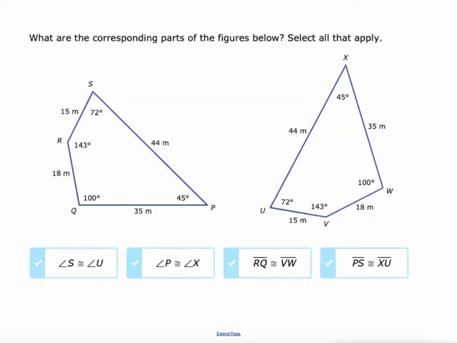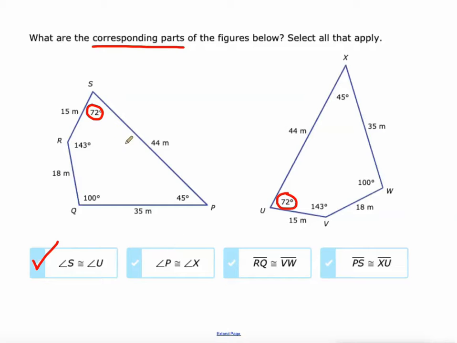All right, so right here we're identifying corresponding parts. Corresponding parts are parts that are the same size or the same measure when we put this shape on top of the other one. So if we translated and rotated this shape over to this one, which ones would be the same? Angle S is congruent to angle U. Let's see. S is 72. U is 72. So that one, check. That is true. Let's check all that apply.